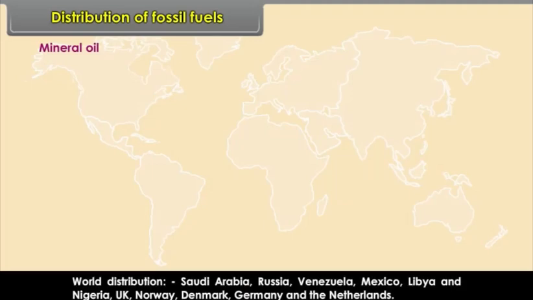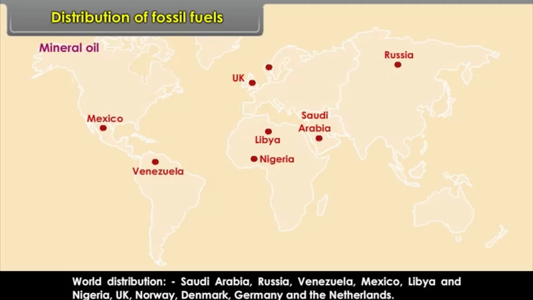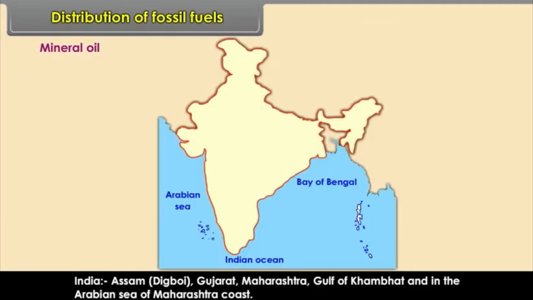Mineral oil, world distribution: Saudi Arabia, Russia, Venezuela, Mexico, Libya, Nigeria, UK, Norway, Denmark, Germany and the Netherlands. India: Assam, Digboi, Gujarat, Maharashtra, Gulf of Khambat and in the Arabian Sea off the Maharashtra coast.